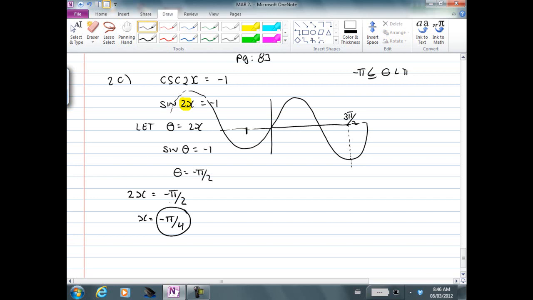Then I would keep on adding the period to see if it falls within the range or not. And that's how you do that, basically. So which one's the period? The period is pi, because your general solution is -pi/4 plus n pi. That's called your general solution right there.